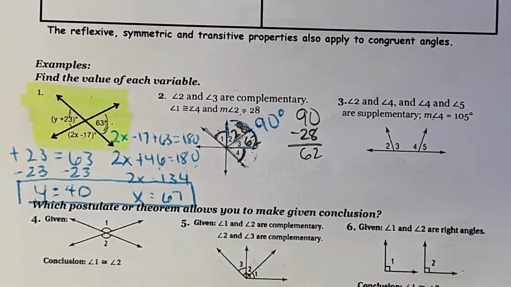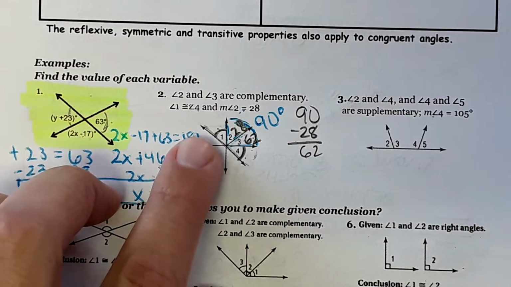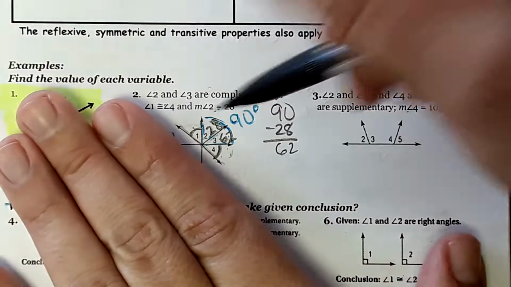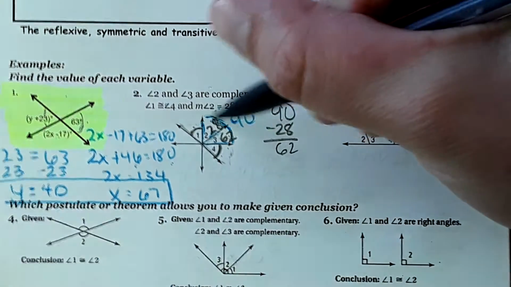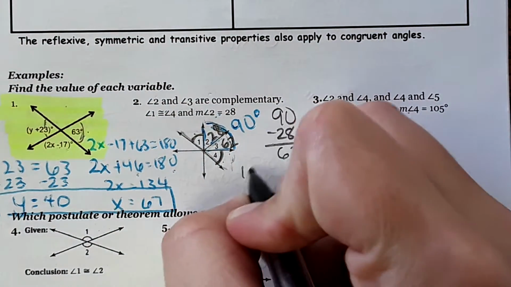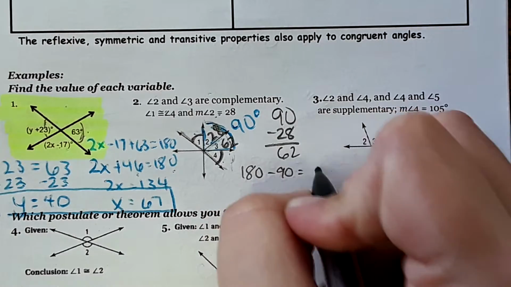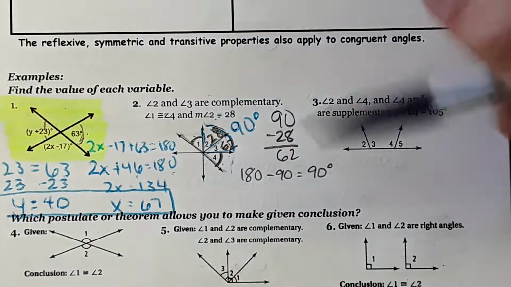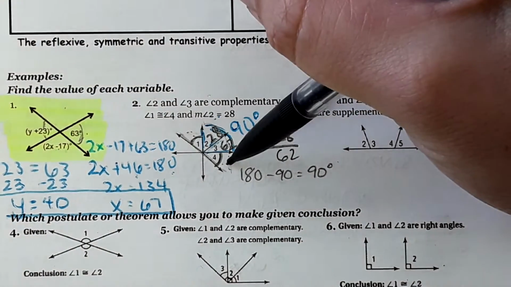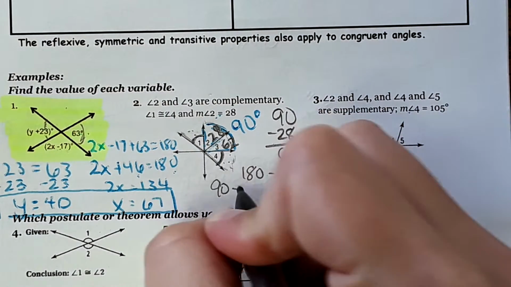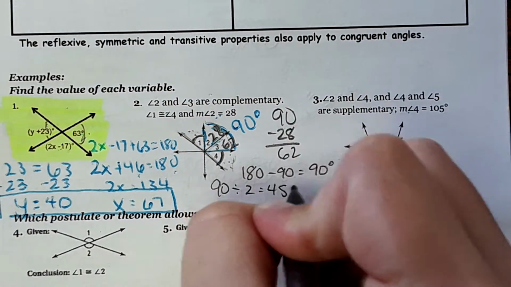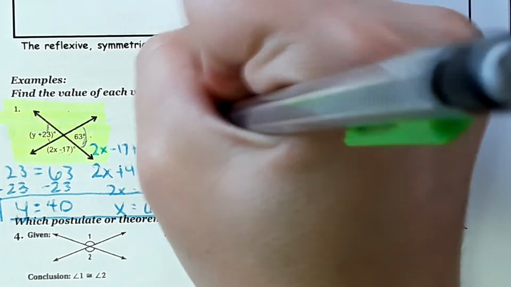Next, I need to find angle 1 and angle 4. They're both equal to each other. I know that this whole thing adds to 180 and this part adds to 90. So if I do 180 minus 90, I'm left with 90 degrees. That needs to be split evenly among these two angles. So 90 divided by 2 equals 45 degrees. So each of these is 45 degrees.